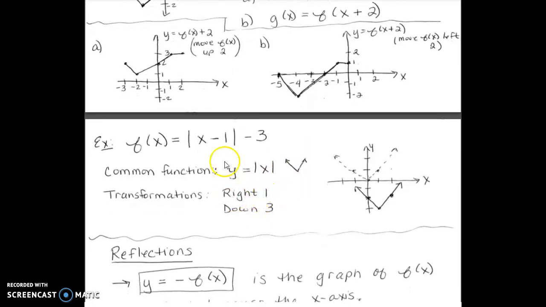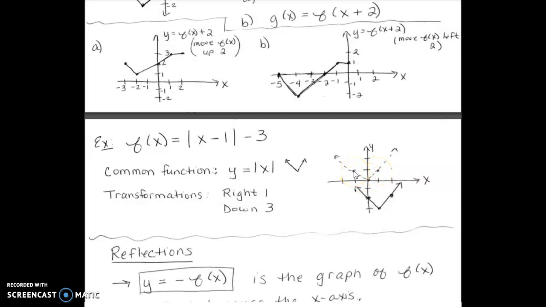The transformations that we're going to apply inside of here, we have a -1, so if I'm subtracting on the inside, it's going to move it to the right 1. And then -3 on the outside will shift it down 3. So I just drew in this dotted V to show where we would be starting from, the absolute value of x common function. So these 3 points we're going to move.